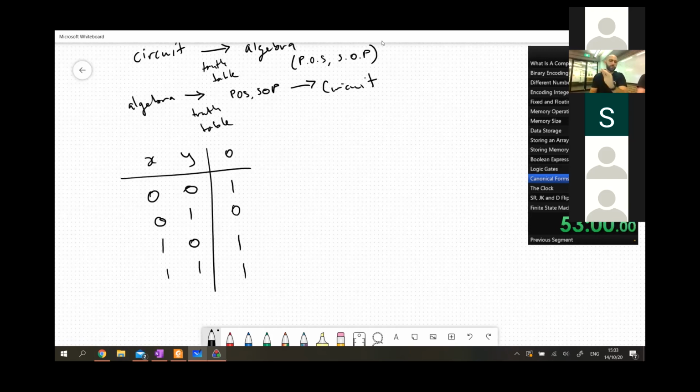So this is our truth table. Say we've got a circuit. We've put each of our x and y's in, and we've got our output. We've gone through, we've generated our truth table. Now we want to go to a product of sums or sum of products representation. So we'll start with sum of products, SOP.